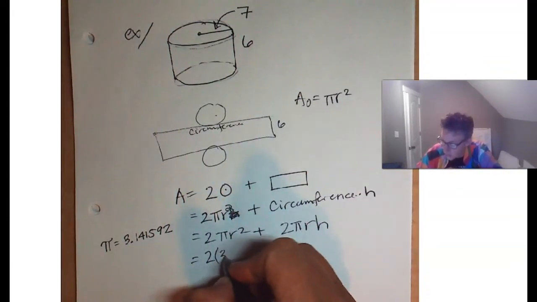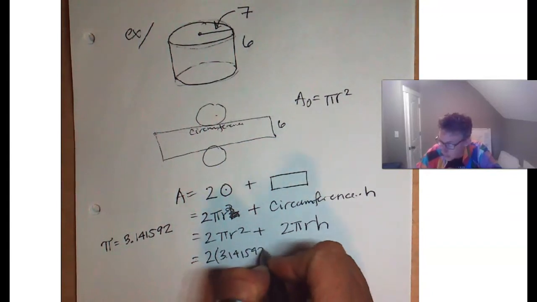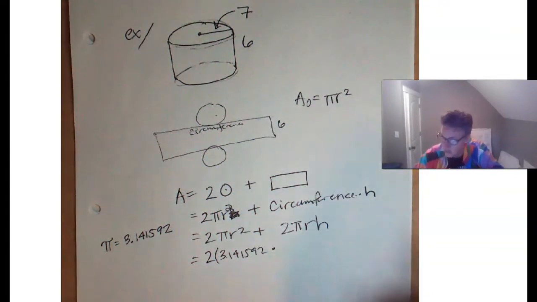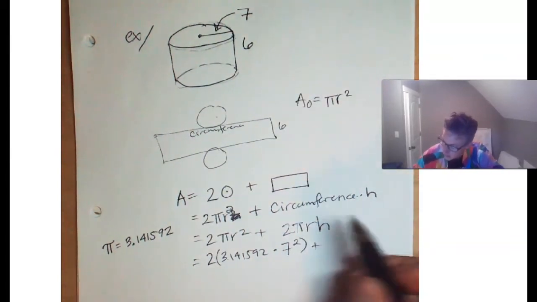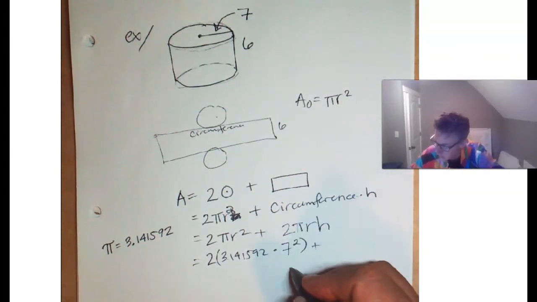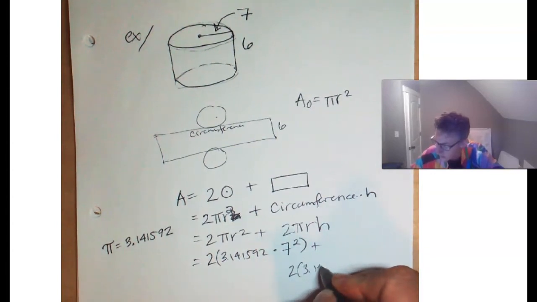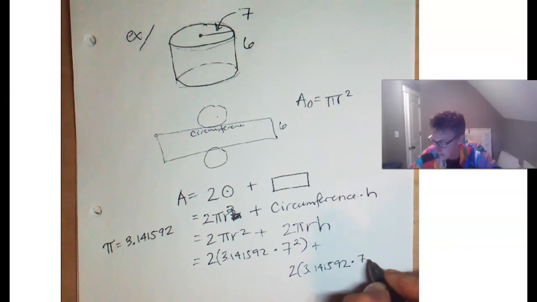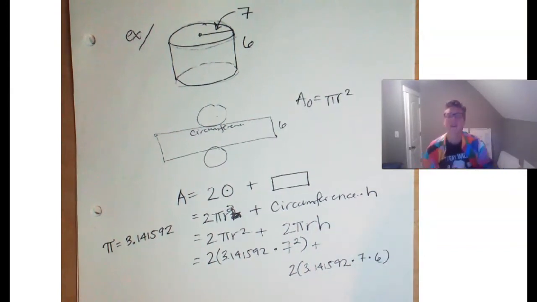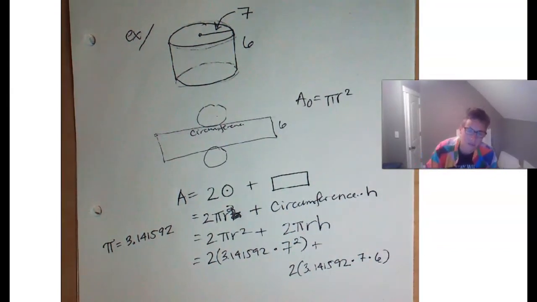3.141592 times the radius, which was 7, squared, plus our circumference times height, which was 2 times 3.141592 times our radius, which is 7, times our height, which is 6. Alright, time for the calculating part, which is boring, so let's do that on our own and come back together.